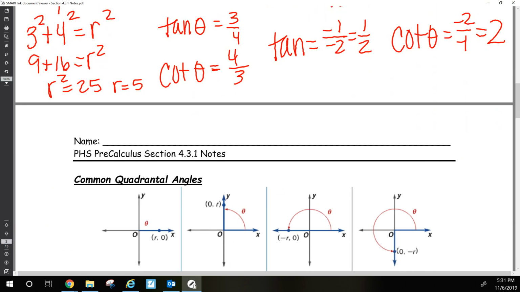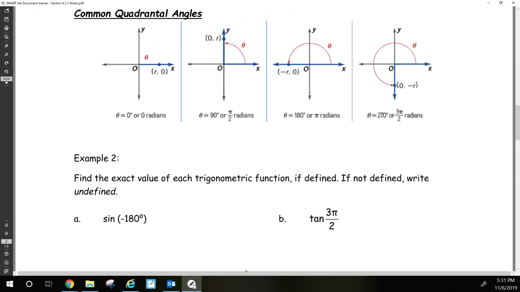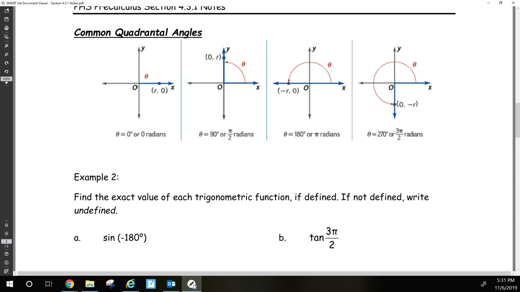Hello, PreCalculus. Welcome back. Here's example number 2. We're going to talk about our common quadrantal angles. What is a quadrantal angle? Those are the angles that define our quadrant. So the x-axis and the y-axis.